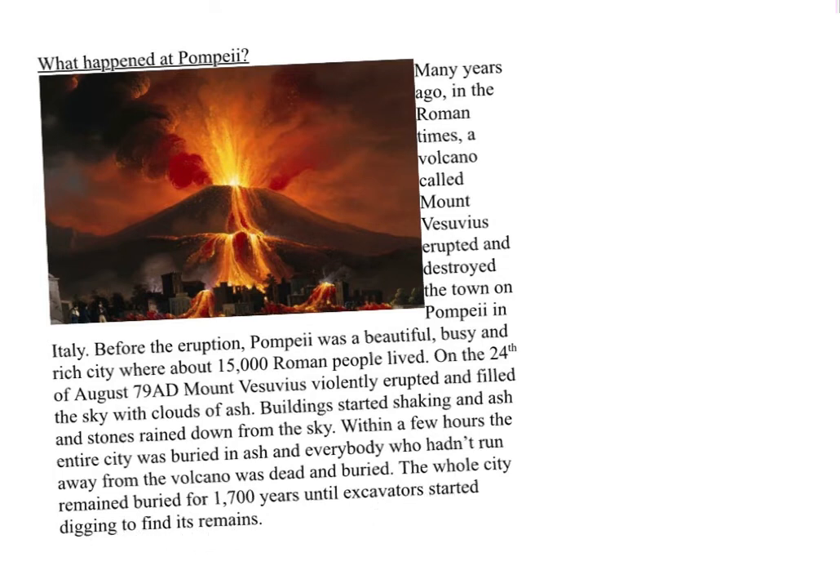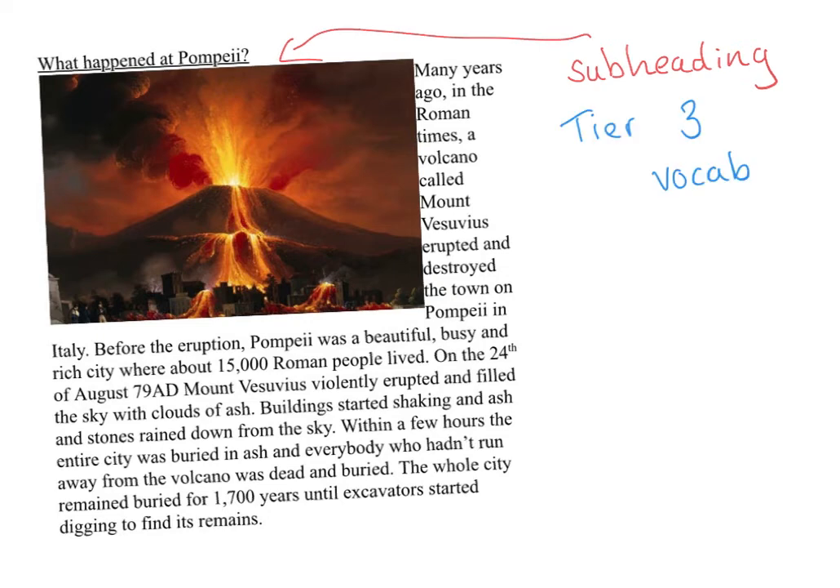So, features. I can spot here another subheading. So this section tells the reader it's all about Pompeii. What happened at Pompeii? What else can I spot? Let's have a look for my tier 3 words. So I can see I've got Mount Vesuvius. We've got the word erupted again. What other words can you spot? Pause the video, make a note of them, and let's see if you're right.